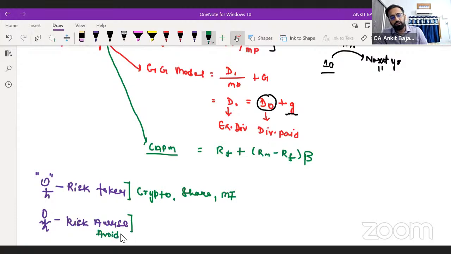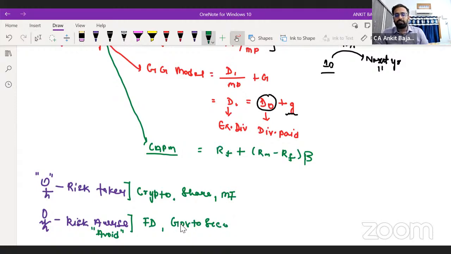A person who avoids risk, where will he be investing his money? He will be investing his money in fixed deposits, or he will be investing his money in government securities. So you can see the difference between a risk taker and a risk averse person.